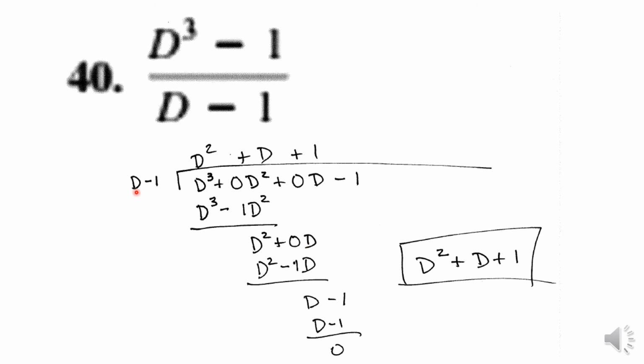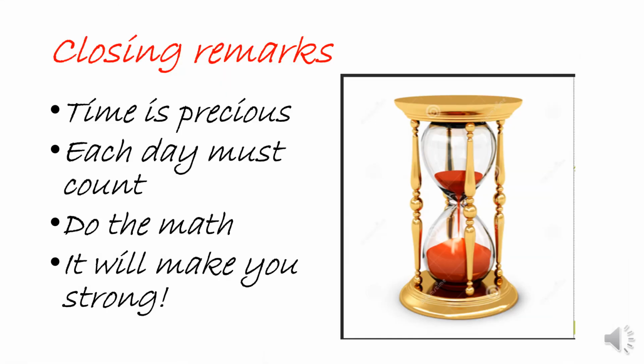Now I ask myself, how many times does d go into d squared? The answer is d. So I multiply around, subtract again, and bring this down, and you see I get a 0 remainder. The answer is going to just be the quotient. It is d squared plus d plus 1.